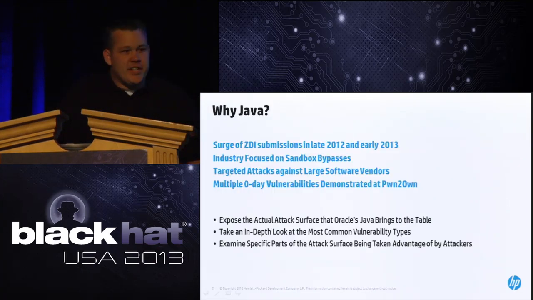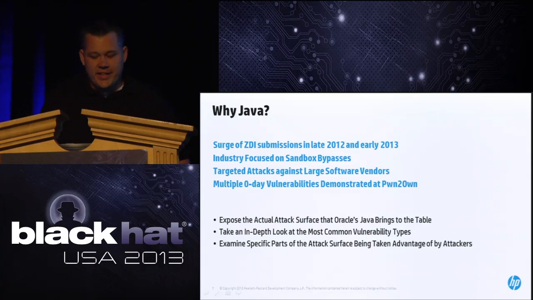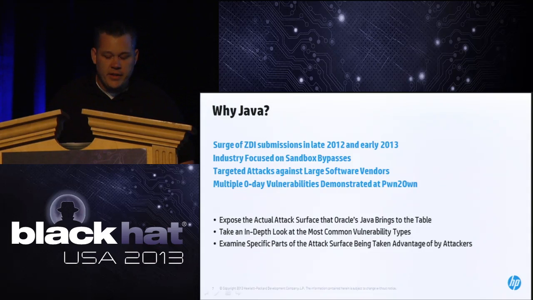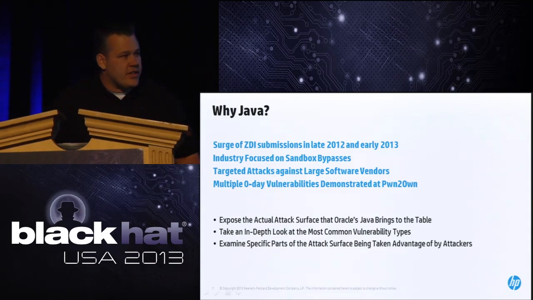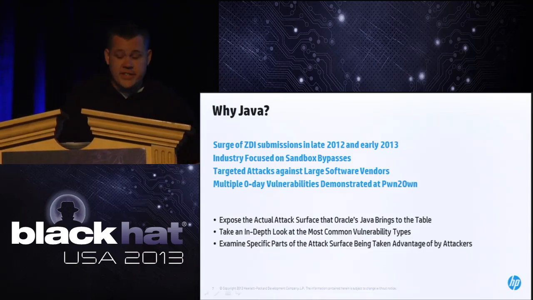So why did we want to take a look at Java? Well, we wanted to get a more granular insight into the attack surface due to a surge in submissions at the 0 Day Initiative in late 2012 and early 2013. And the things that we really wanted to understand was what the most common vulnerability types in the framework were. We wanted to also understand which part of the architecture produced the most vulnerabilities, because this would be a good target for auditing. We also wanted to understand which part of the architecture produced the most severe vulnerabilities, and how those were actually being leveraged in the landscape. And again, have an independent look at how Oracle is handling these.